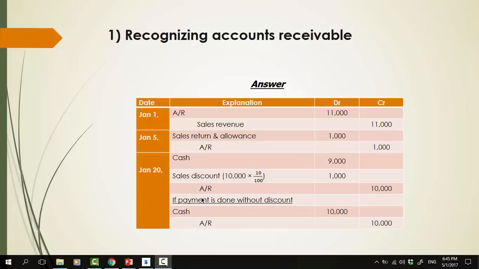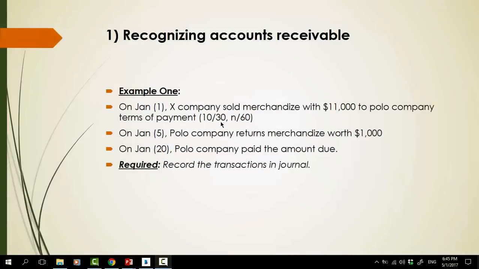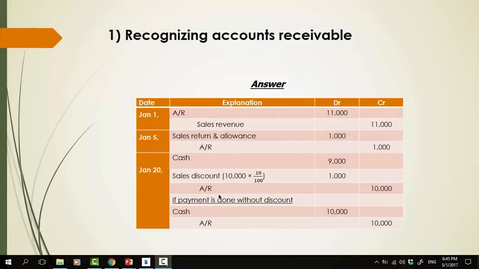What will be the journal entry if the payment is made without discount? Suppose that the customers paid the amount due on the 15th of February, for example. Then it will exceed the grace period, which is 30 days. Then they will not be granted any discount. Then the journal entry will be cash and account receivable. That's all what we need to know about the recognition of the account receivable.